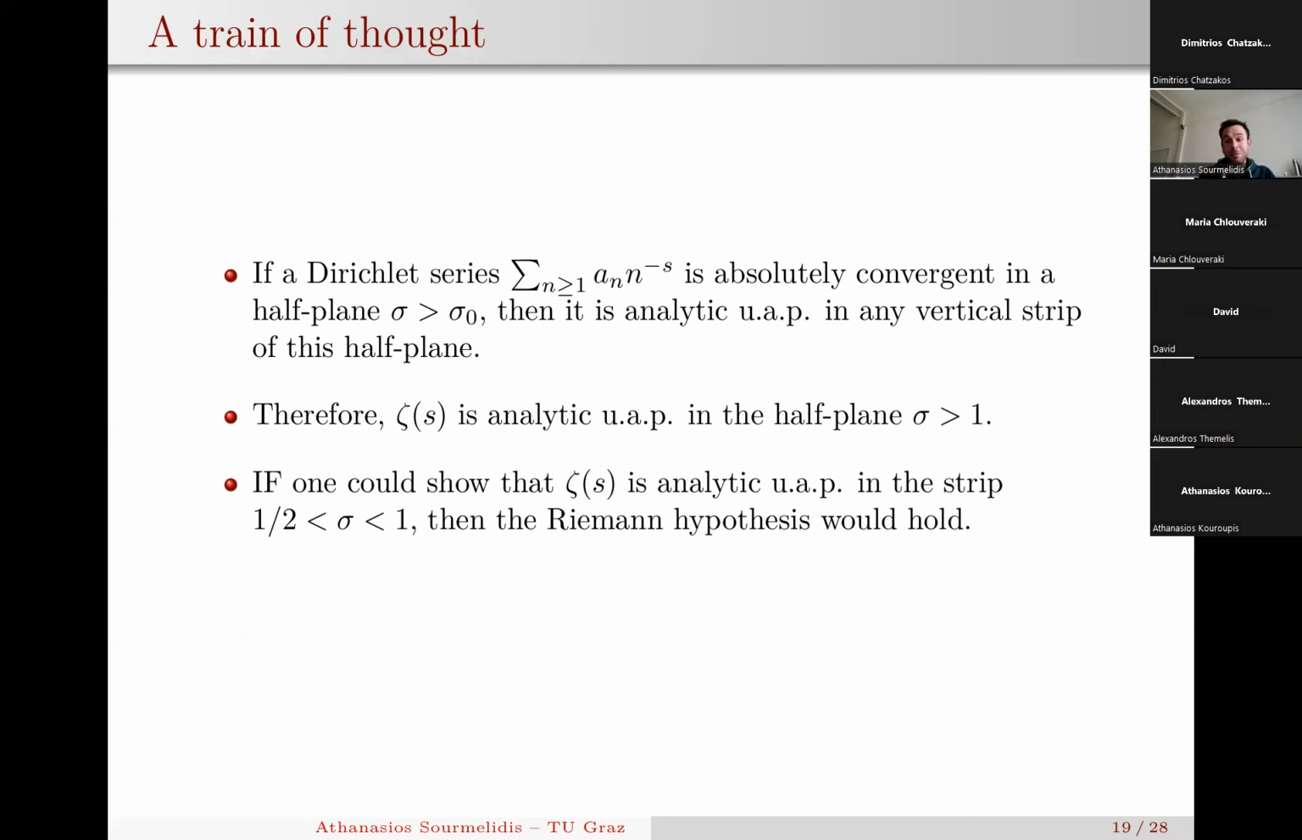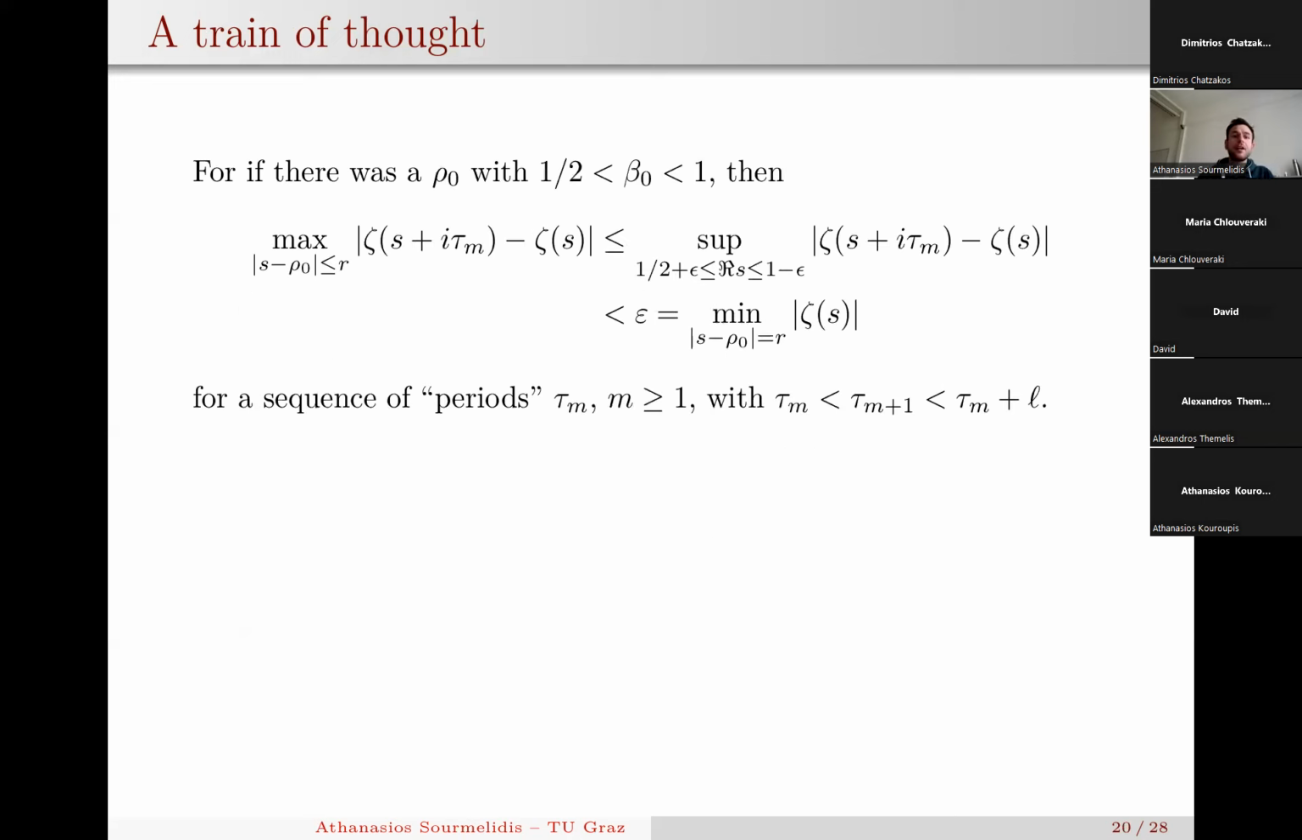And the proof is by contradiction. It's only 3 lines or something. You assume that there is a 0 off the line. It's somewhere between 1/2 and 1. And then you take a small disk around this hypothetical 0, so small that it is inside this vertical strip of complex numbers. Therefore, this inequality makes sense. This maximum is less than the supremum.